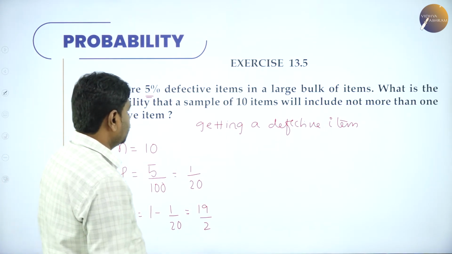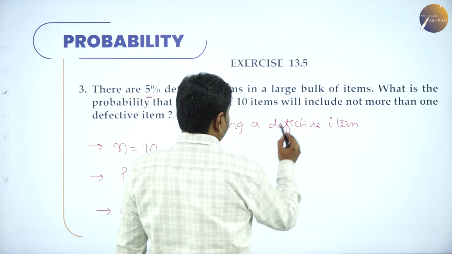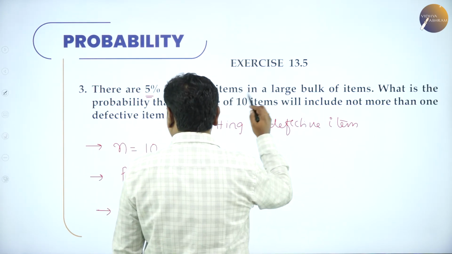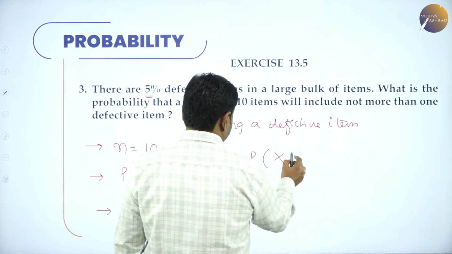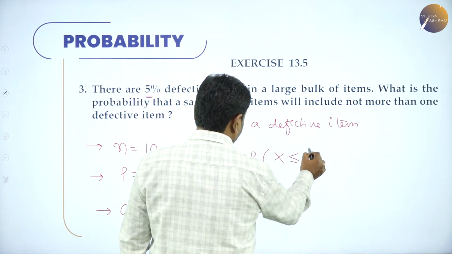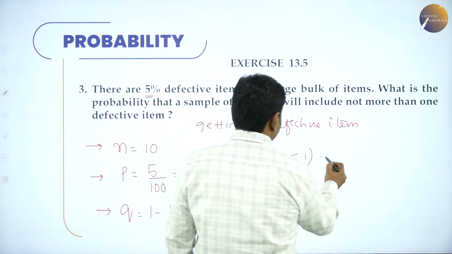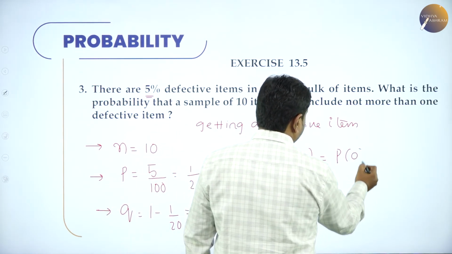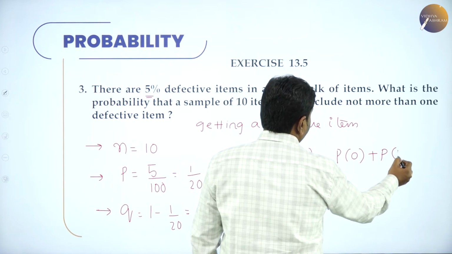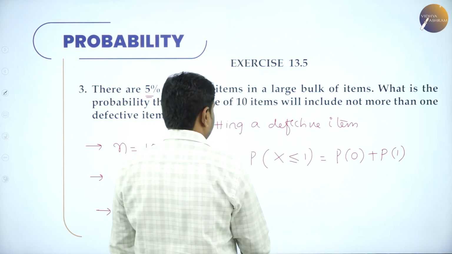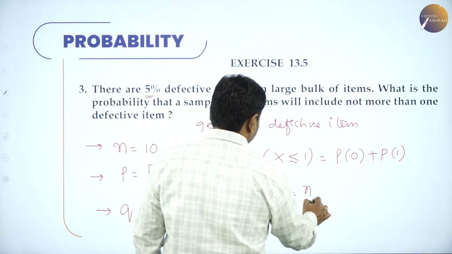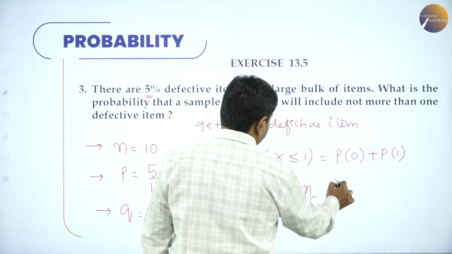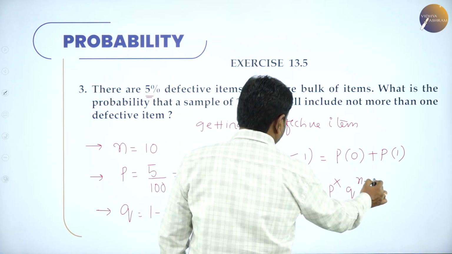Then what else do we need? They want you to calculate the probability of not more than 1 defective. Not more than 1 defective means P of x less than or equal to 1. That means P of 0 defective bulbs plus P of 1 defective bulb. Again we use the formula: P of x is nCx p power x q power n minus x.